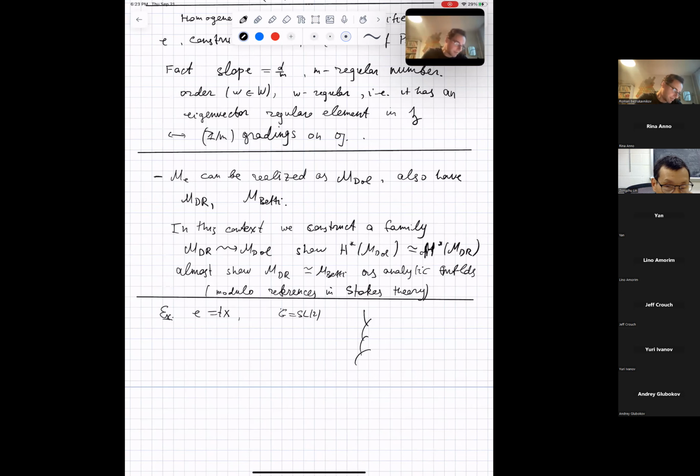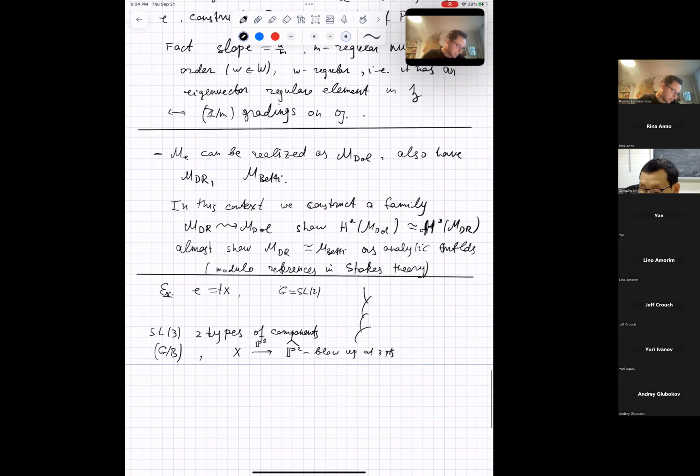So say for SL3 it will have two types of components. There's this G mod B, which is always such a component, and also there is this X, which maps to a blow up of P2 at 3 points, namely the eigenvalues of X, with fibers P1. But again, this may be misleading because in general they're very singular, but SL2, SL3, they're smooth.